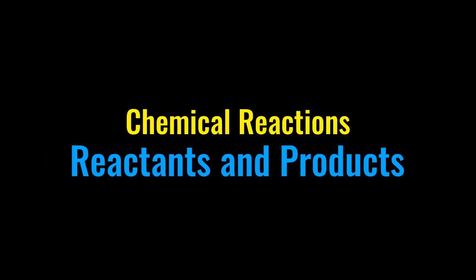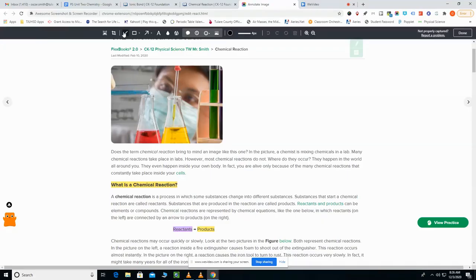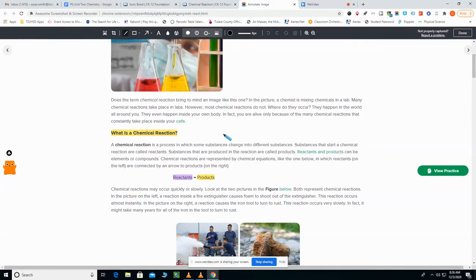Now let's look at chemical reactions with reactants and products. Let's say the words together. Chemical reactions, one more time. Chemical reactions, reactants, and products. So what is a chemical reaction?